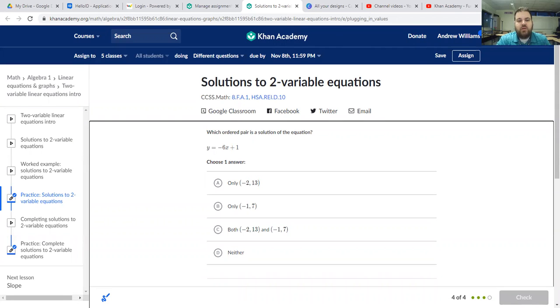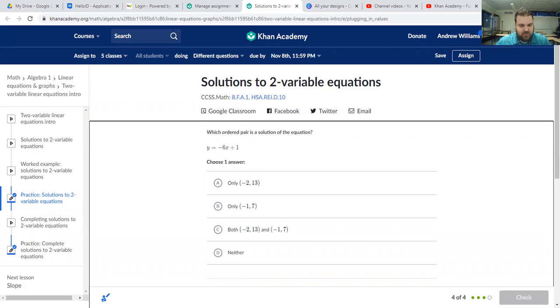All right, guys, here we are working on Khan Academy, and we're in solutions to two variable equations. So our task here is to identify, given some multiple choice options, which of the following ordered pairs are solutions to this equation. We're going to go through this together. It says which ordered pair is a solution to the equation. Choose only one answer. So it's either going to be both, neither, or only one of them. And that makes sense why that would be the case.